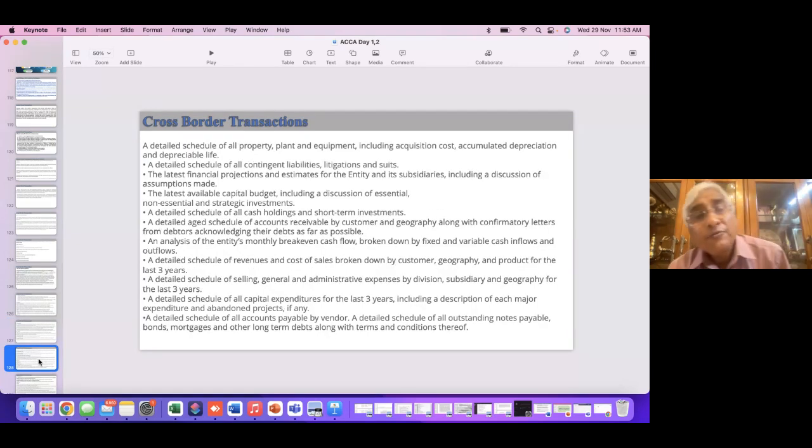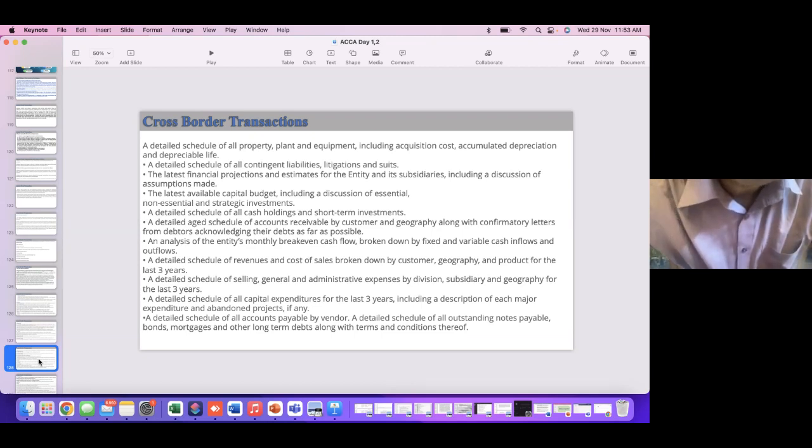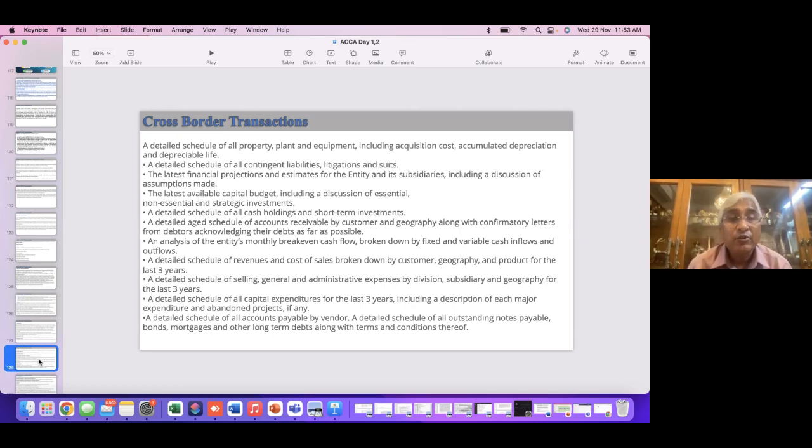Now again, a detailed schedule of all property, plant and equipment, including acquisition cost, accumulated depreciation and depreciation life, is to be specifically maintained. A detailed schedule of all contingent liabilities, litigations and suits, because if you are contesting a liability as contingent, it is dependent on certain happening or not happening, then again you have to be ready with appropriate logic, appropriate assumptions, so that you can defend your interest.